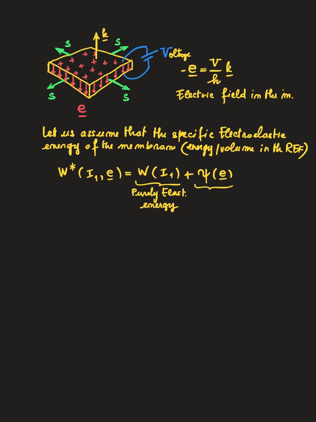a purely elastic part and an electric energy density. Now, for the purpose of clarity and simplicity, I will take into consideration a special form of this psi, and here we will assume that this psi is written as follows: psi is equal to minus 1/2 epsilon, and this epsilon takes the name of dielectric permittivity, and then there is the magnitude of the electric field squared.